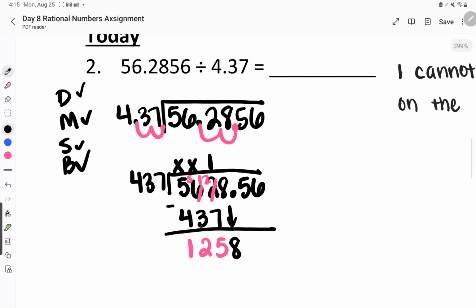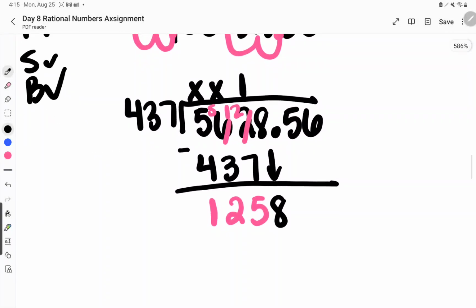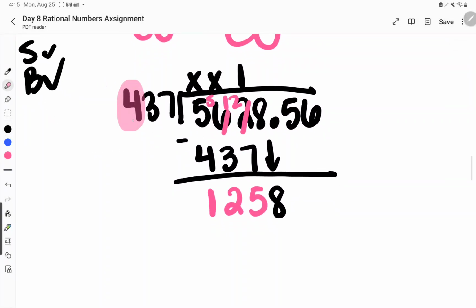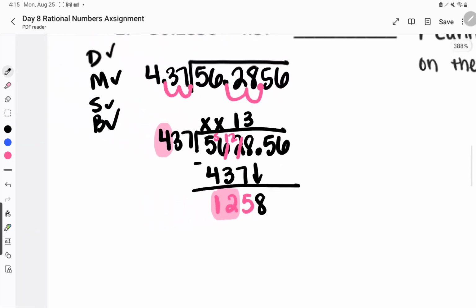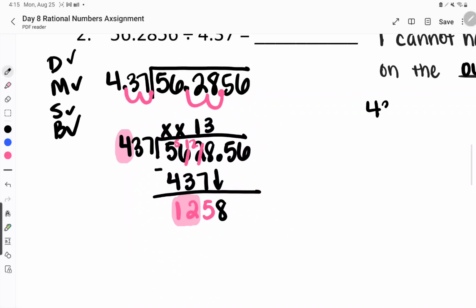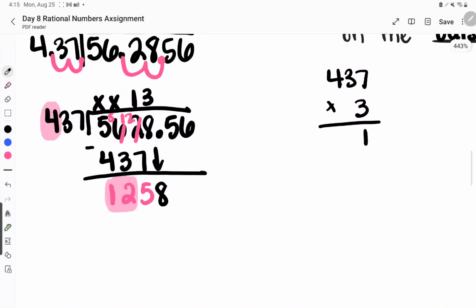We're going to start back up at the top, so I'm going to do 437 into 1,258. We're going to use this 4. 4 doesn't go into 1, but it does go into 12, and 4 goes into 12 3 times. So we're going to start by estimating with a 3. We'll do 437 times 3. 7 times 3 gives me 21. So I write down a 1, and then I carry my 2. Then I have 3 times 3. 3 times 3 is 9, and then plus the 2 gives me 11, so I write down a 1, carry my 1. 4 times 3 is 12. 12 plus 1 is 13.